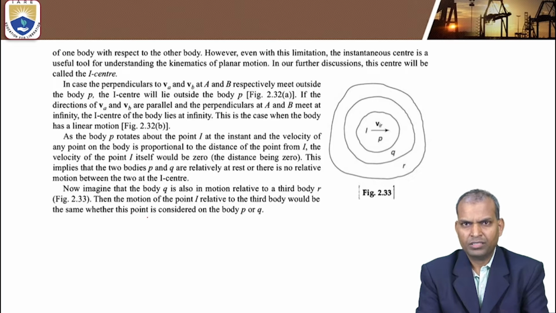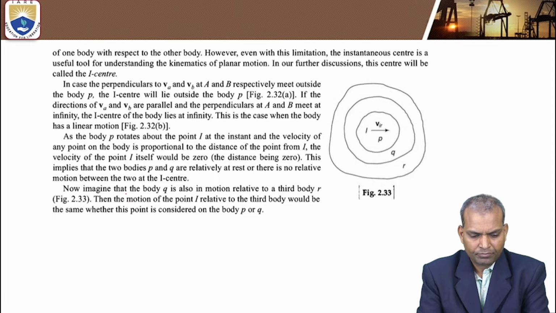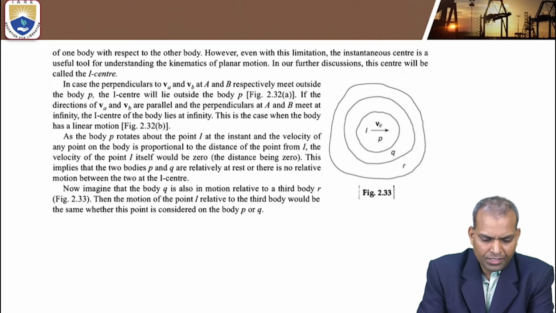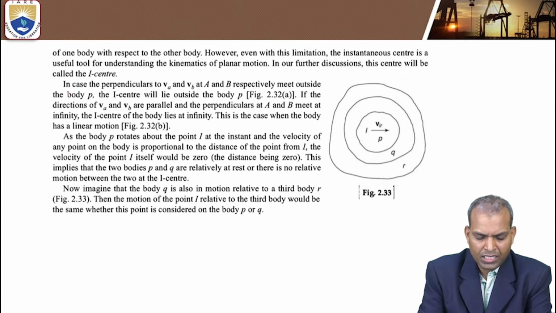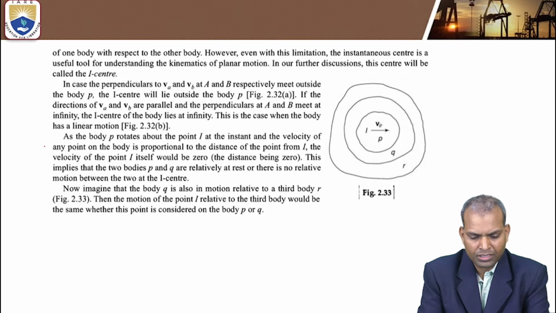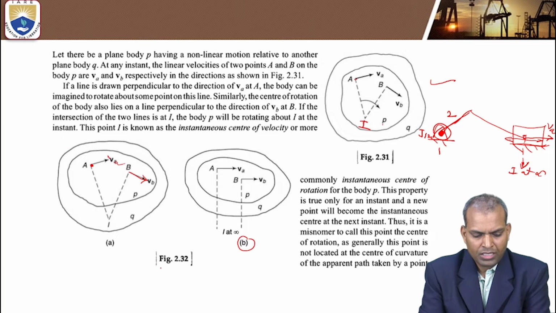Understand this figure. Here in this figure there are 3 bodies, P, Q and R. If you draw perpendiculars to VA and VB at A and B, that we have already covered in the 2.32A and 2.32B figures. So the I center is outside the body in this figure and it is at infinity.